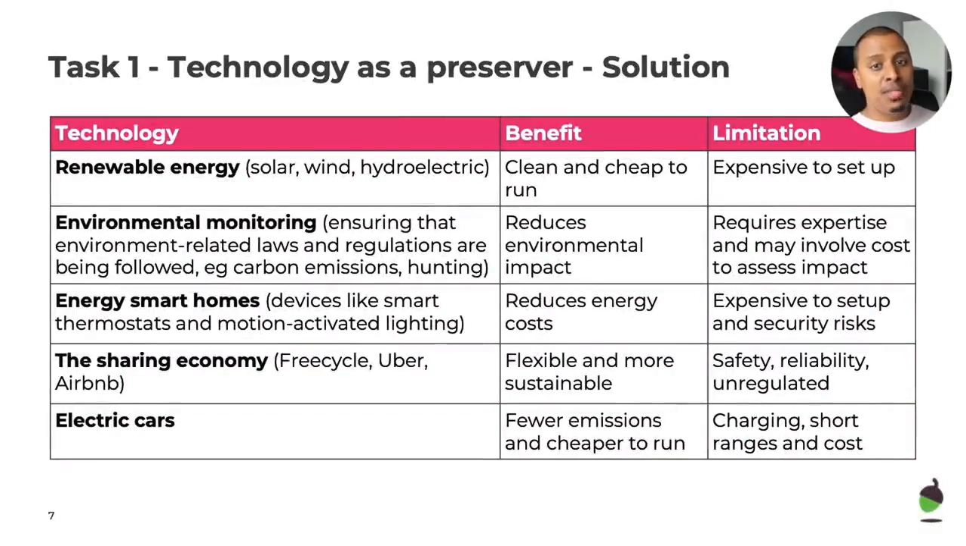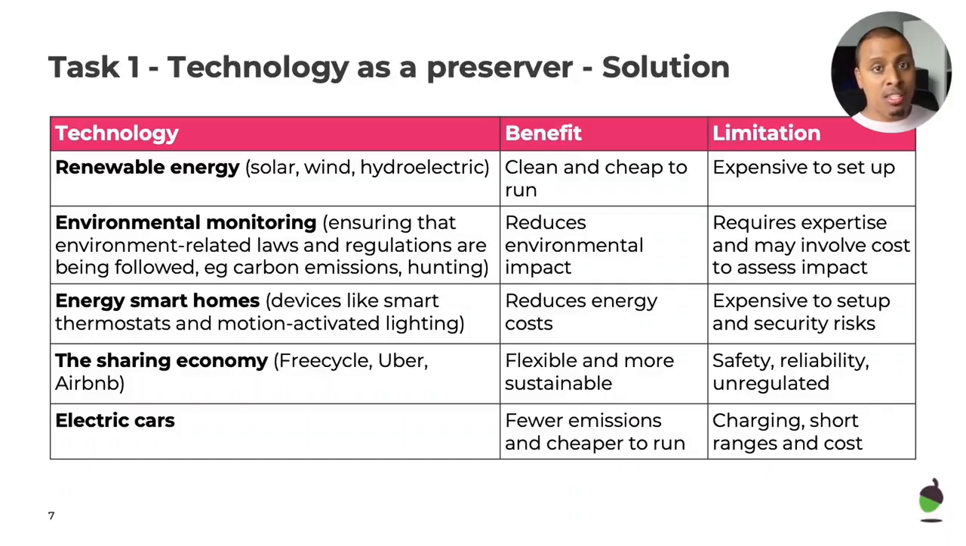For energy smart homes, the benefit is that it reduces energy running costs, but the equipment or installation of the equipment can be expensive, and as it relies on an internet connection, it can be unreliable and also prone to security risks from hackers. The sharing economy provides flexibility, convenience, and is often more sustainable than corporate competitors. However, the limitations are that these services are not always safe or regulated, and the reliability of the product is not always consistent and cannot be guaranteed.